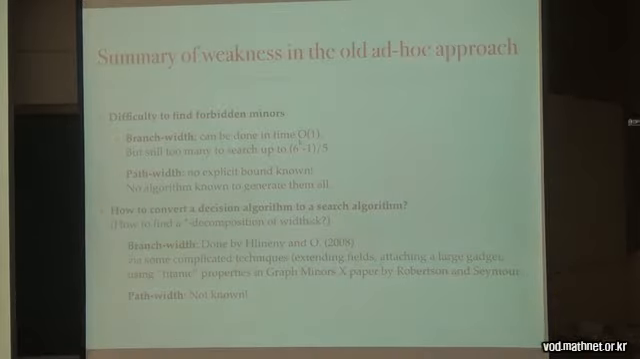But for branch width, we use some complicated techniques, like extending the underlying field, attaching some gadgets, and some properties from the Graph Minors papers. We were able to come up with an algorithm to find the tree from a decision algorithm. But for path width, nobody knew.